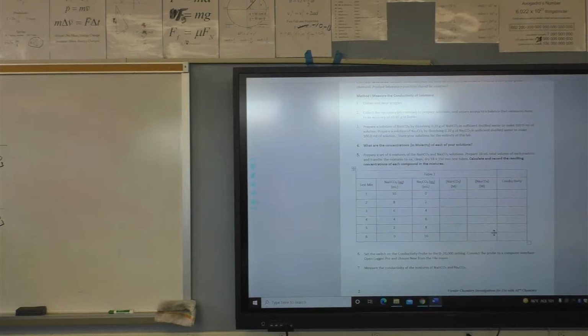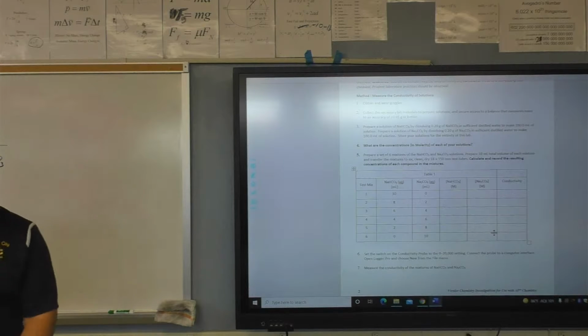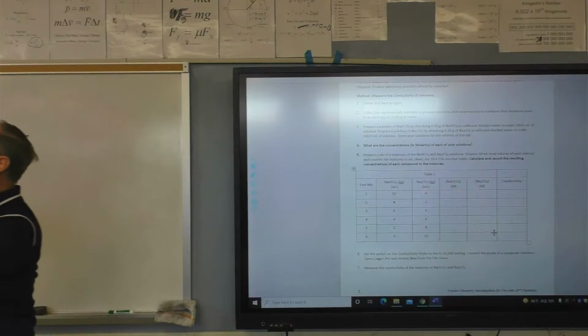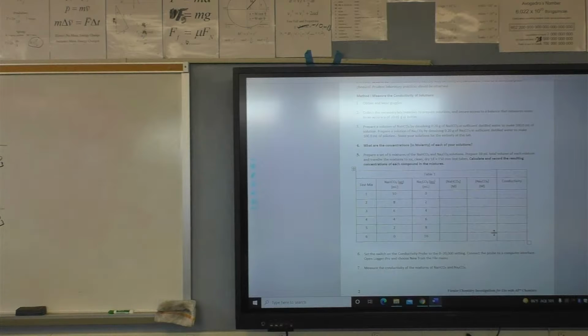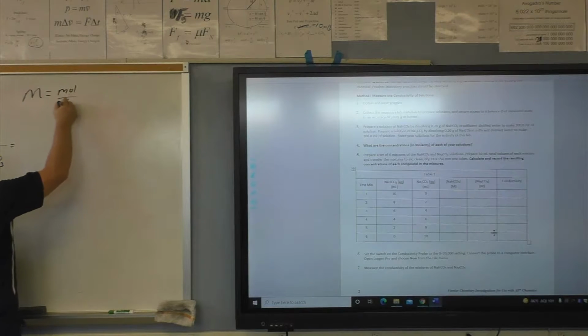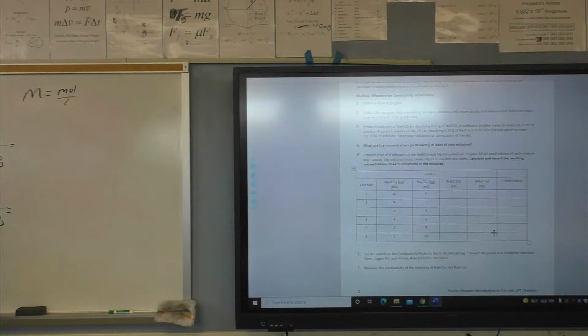I hope I fixed the letter. I hope she's going to give me a 5-minute warning. Okay, so this is where we're going to start running our concentration. So once again, concentration, molarity, is going to be moles over liters. So our first step is to figure out how many moles of each thing we used, right?